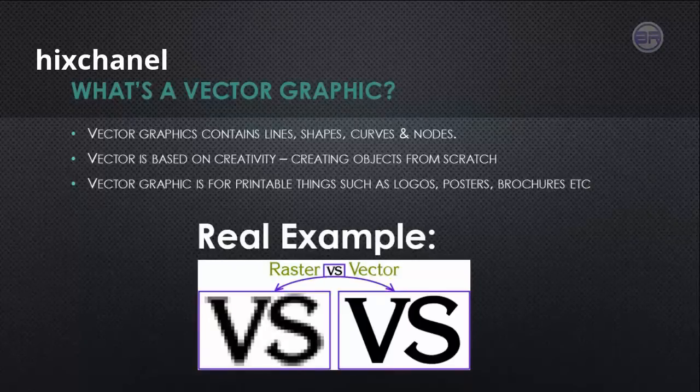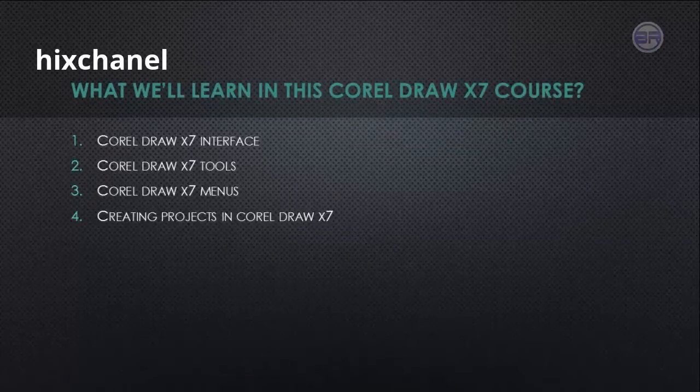So for raster graphics we always use software like Photoshop and some other software, but Photoshop is very famous for photo editing and this kind of thing. But for creating logos and for making creative things, we always use Corel or Illustrator. So this is a simple explanation about vector graphics.